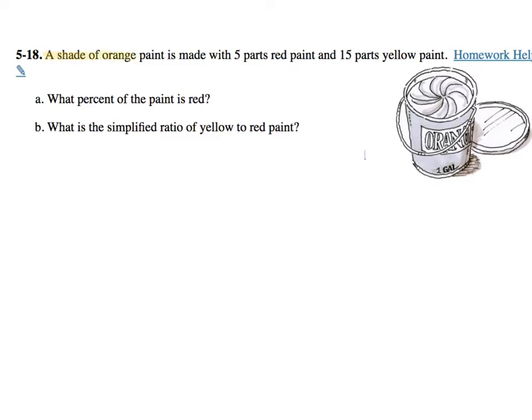A shade of orange paint is made with 5 parts red paint and 15 parts yellow paint. What percent of the paint is red? What is the simplified ratio of yellow to red paint?